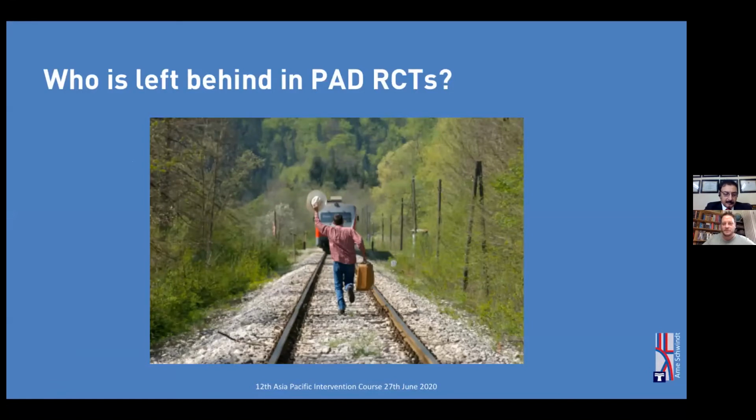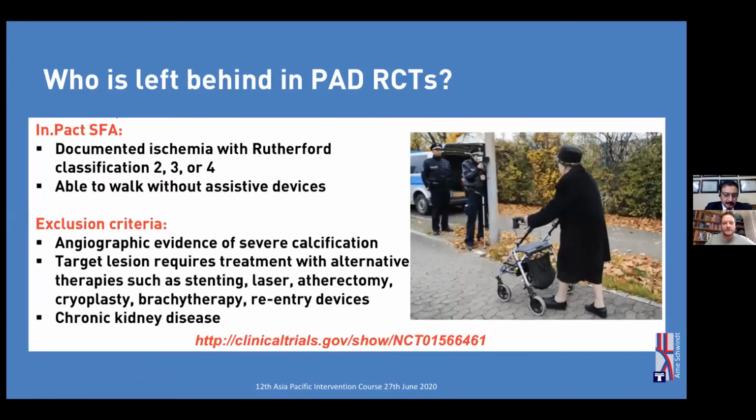If you look at the inclusion-exclusion criteria for the IMPACT study, you see, able to walk without assistive devices. Like this lady, she would have been excluded. One of the first exclusions is angiographic evidence of severe calcification and chronic kidney disease. However, these patients show up in outpatient, with walking devices and with chronic kidney disease and with calcification.